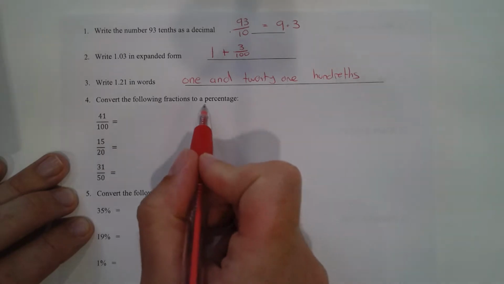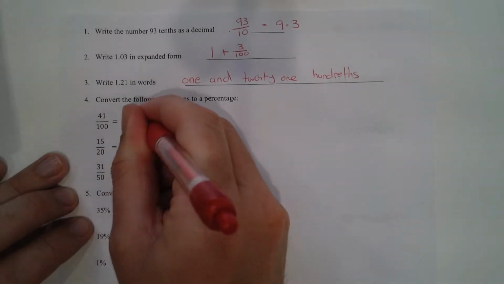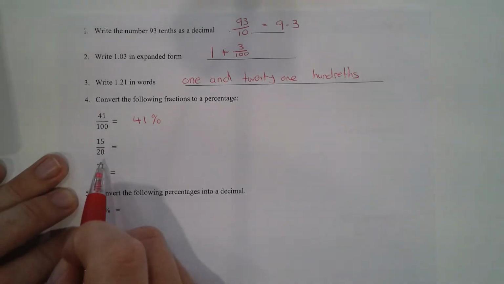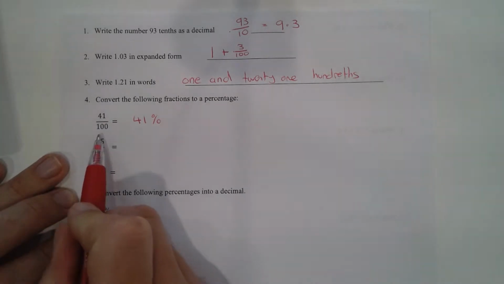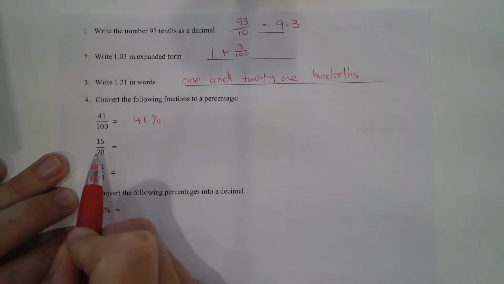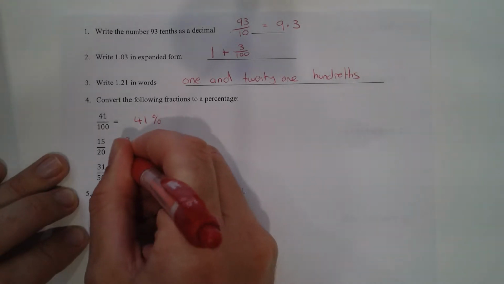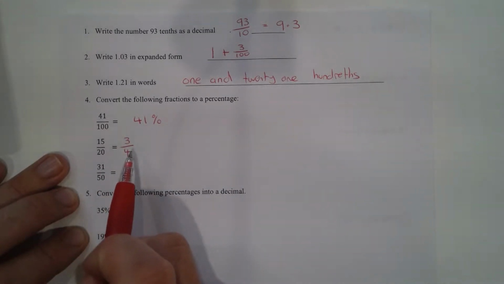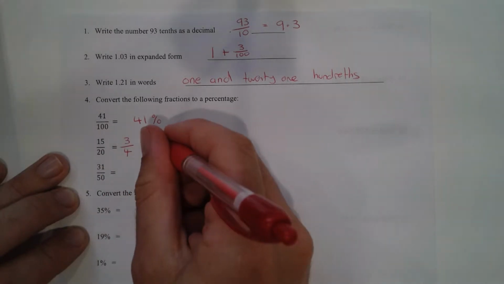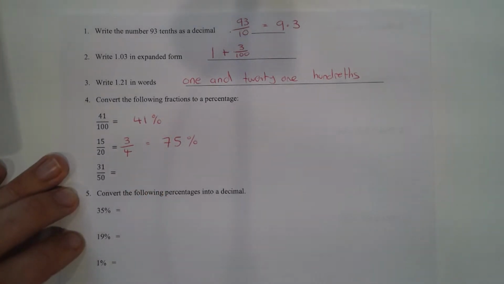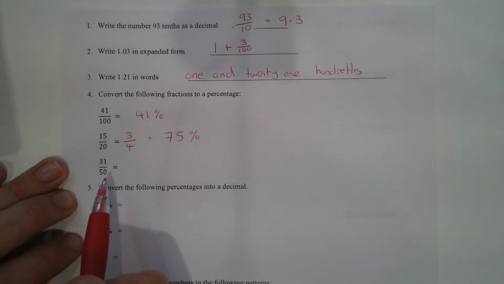Well, percentage means out of 100, so that one, 41 over 100, is 41%. Now 15 over 20, we could either go from the 20 to 100 by timesing the top and bottom by 5. We could simplify the fraction by dividing the top and bottom by 5 as well to get 3/4. Now some of you may know that 3/4 is the same as 75%. So common fraction, that one.